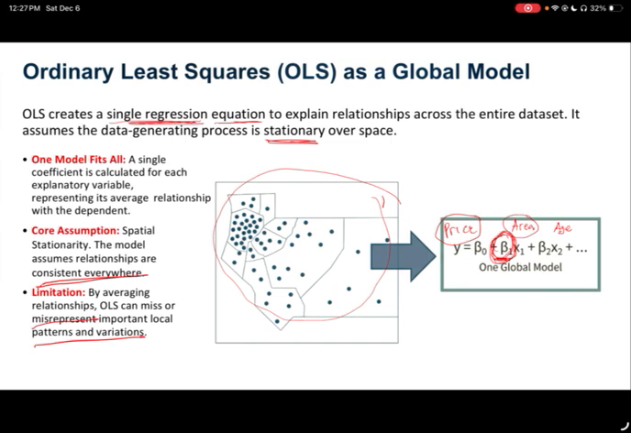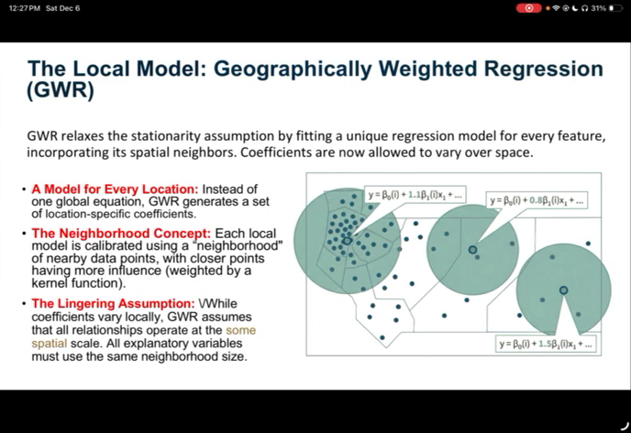As I mentioned in the previous slide, OLS cannot identify where, for example, the house area becomes more important, in urban areas or in rural areas. In urban areas, we think the house area is more important compared to rural areas. So this cannot be interpreted by OLS. To address that, previous studies developed the GWR model.